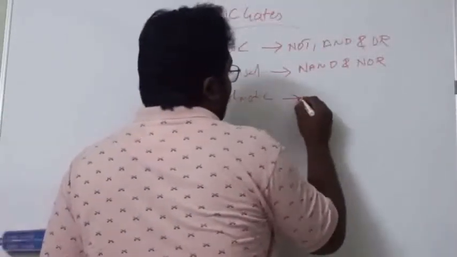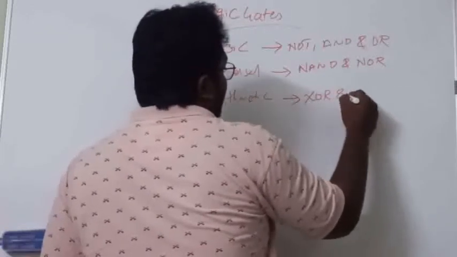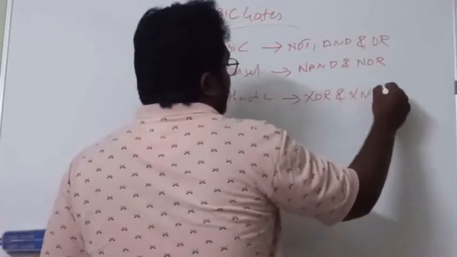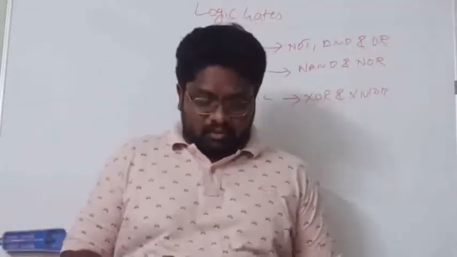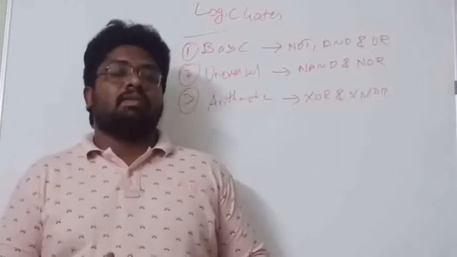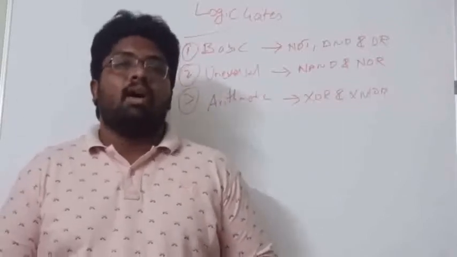The next one is the arithmetic gates. XOR gates and XNOR gates are the arithmetic gates. By using these XOR and XNOR gates, we perform arithmetic operations. So the first one is the NOT gate.